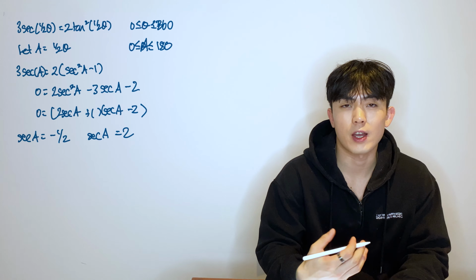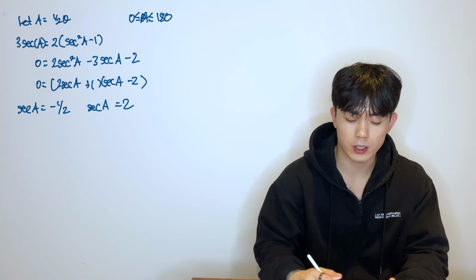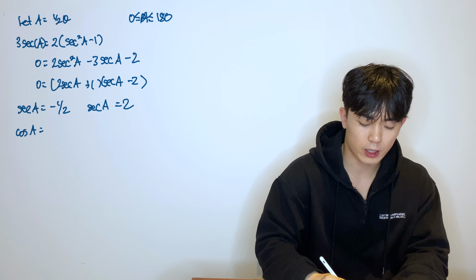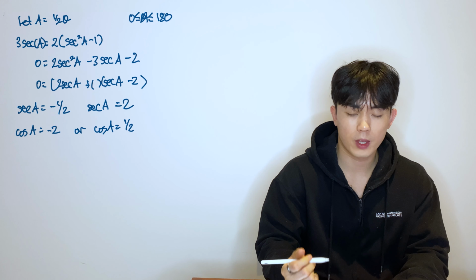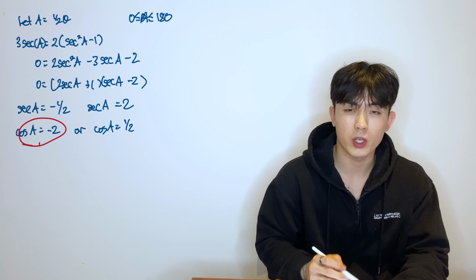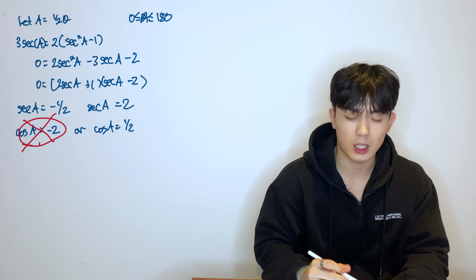Right, from here, it's just finding the A angle. But remember, we don't have sec on the calculator, so we have to change it to cos, just like flipping it, right? So cos A is equal to negative 2, or cos A is equal to 1 over 2. As you can see, we have here cos A is negative 2, but we know that cos can only be between minus 1 and 1. So this is actually not going to give us any solution.